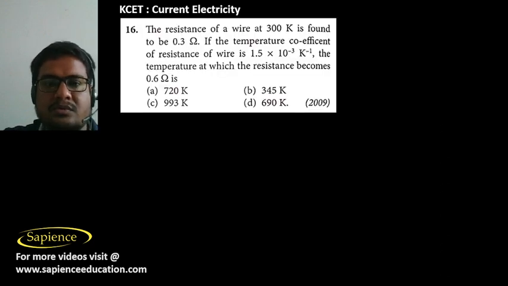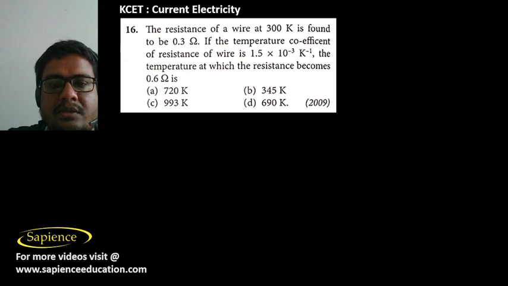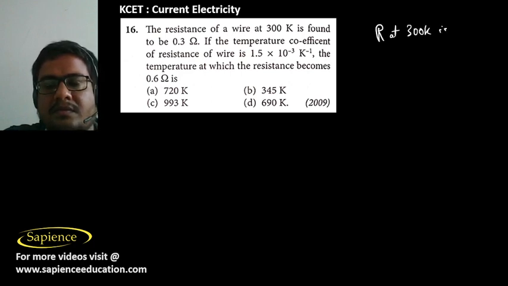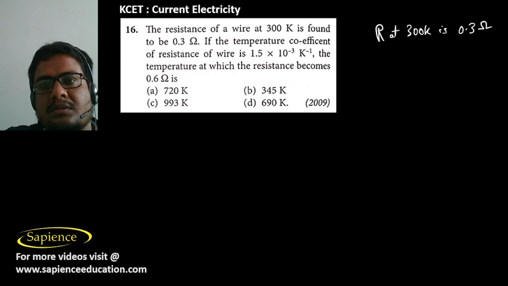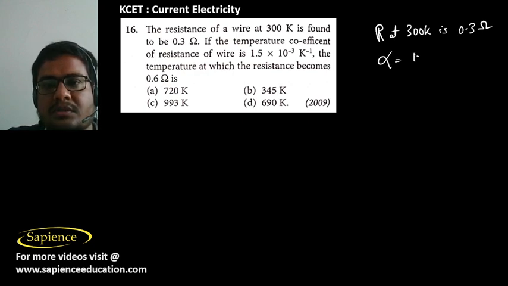Question number 16, it is told the resistance of a wire at 300 Kelvin is found to be 0.3 ohm. If the temperature coefficient of resistance of the wire, that is suppose alpha is the temperature coefficient of resistance, that is 1.5 into 10 power minus 3 Kelvin inverse, then the temperature at which the resistance becomes 0.6 ohm is.